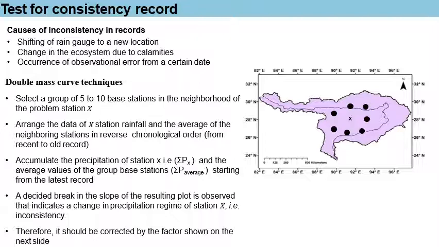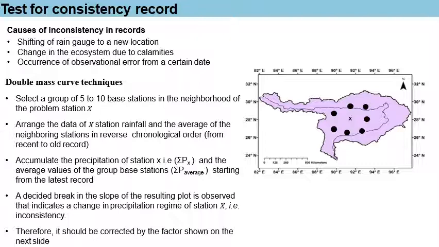The assumption of this double mass curve method is that if the data is consistent, it should follow the same trend over a number of years compared to the other stations in that area. Say you want to check whether the data in station X is consistent or not. The first thing you will do is select around 5 to 10 base stations which are nearby this station X which you would like to check for inconsistency.